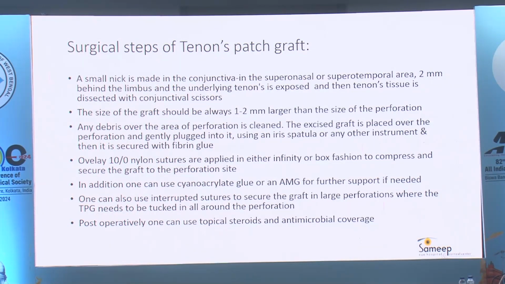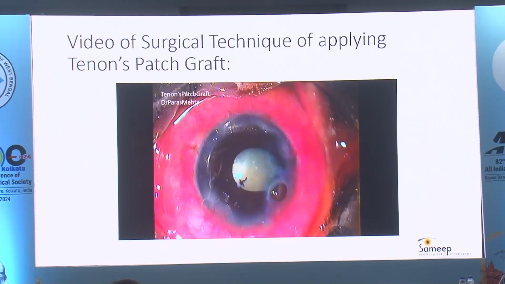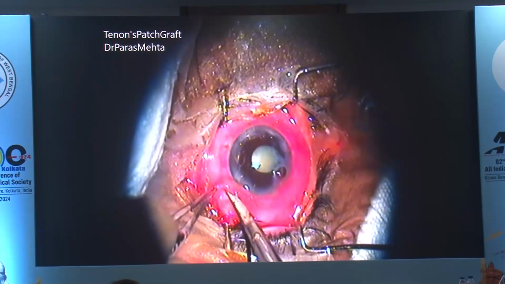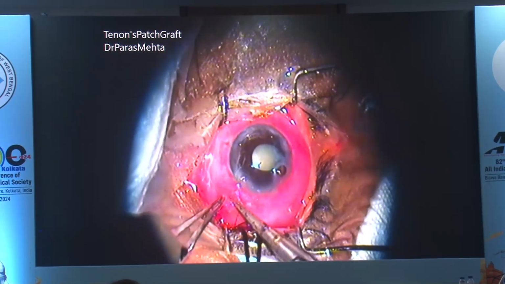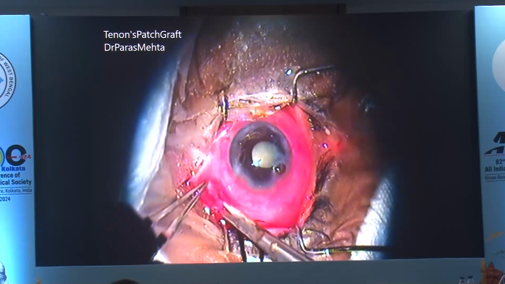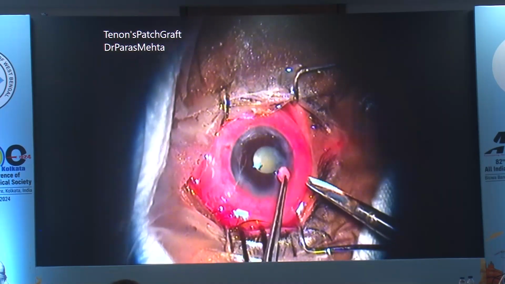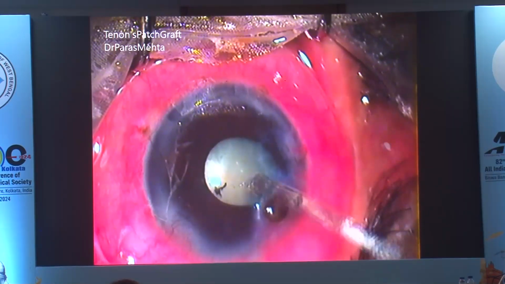Post-operatively, one can use topical steroids and antimicrobial coverage till the infection gets controlled. This is a small video of the procedure. As you can see here, there is a perforation with an iris prolapse. What we are trying to do is harvest the tenons. I put a small incision into the conjunctiva and I have just taken out the tenons piece.